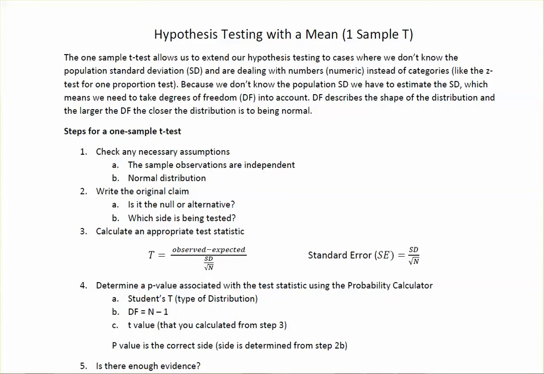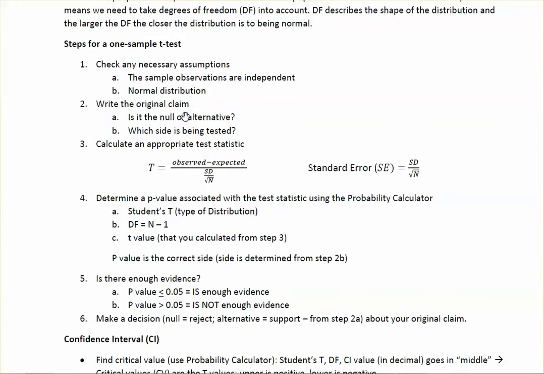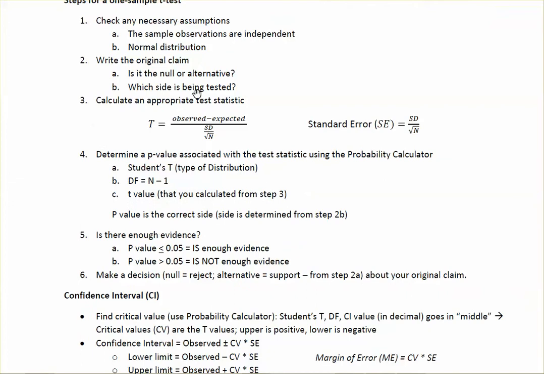So what are the steps for a one-sample t-test? The first thing, just like some of our other tests, you check for necessary assumptions. The sample observations are independent and it's a normal distribution. In general, you normally do just assume this, so unless it specifically says different, just go ahead and assume that. You then write the original claim. Is it the null or alternative? Which side is being tested? That's left, right, or middle.